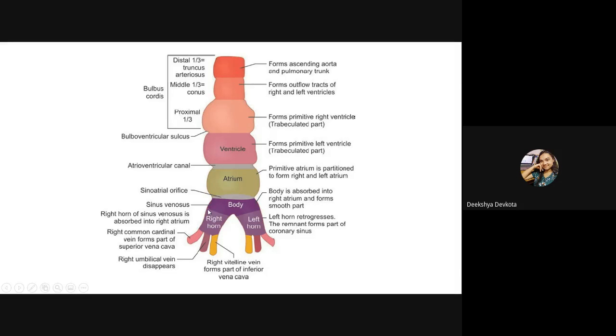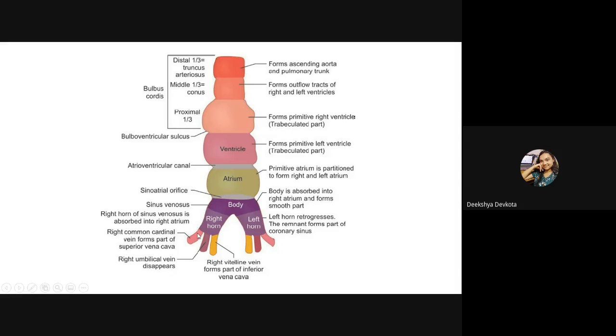And the sinus venosus has a body and two horns. The right horn is absorbed into the right atrium, and it forms the smooth walled part of the right atrium, whereas the left horn regresses, and the remnant only forms the coronary sinus and the oblique vein of the left atrium. So the rough part of both atria is formed by the primitive atrium, and the smooth part of the right atrium is formed by the right horn of the sinus venosus, whereas the smooth part of the left atrium is formed by the pulmonary veins. We need to remember that. And the different veins unite to form the horns of the sinus venosus.